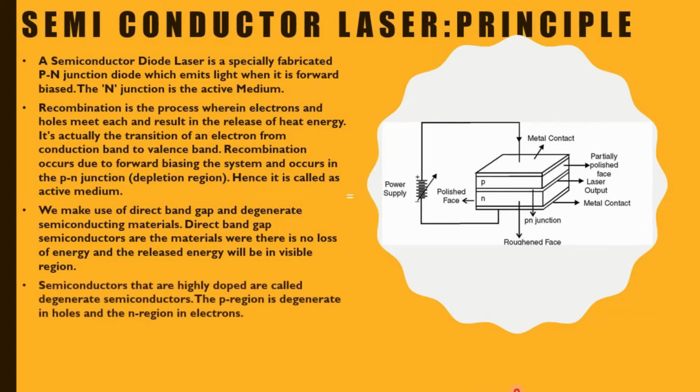A degenerate semiconductor means it is highly doped. In the P region there are a large number of holes, that's why the P region is degenerate in holes, and in the N region there are many electrons, that's why it is degenerate in electrons. Okay, so now let's move on. Before that we should know some examples. GaAs, gallium arsenide, is an example, and CdSe, cadmium selenide, is an example. So these are examples of such semiconductors.